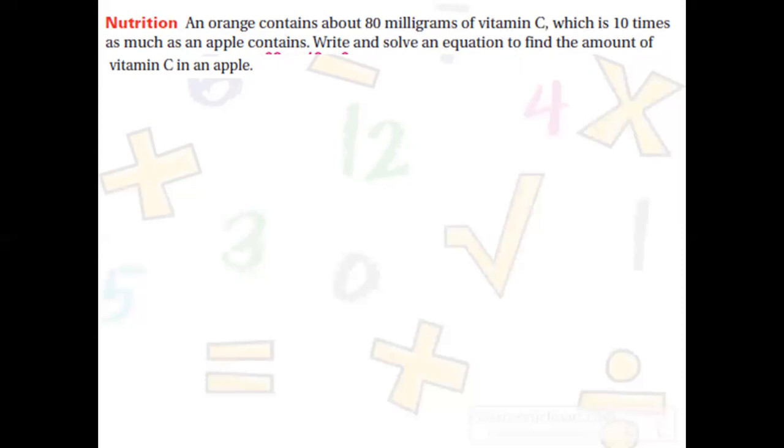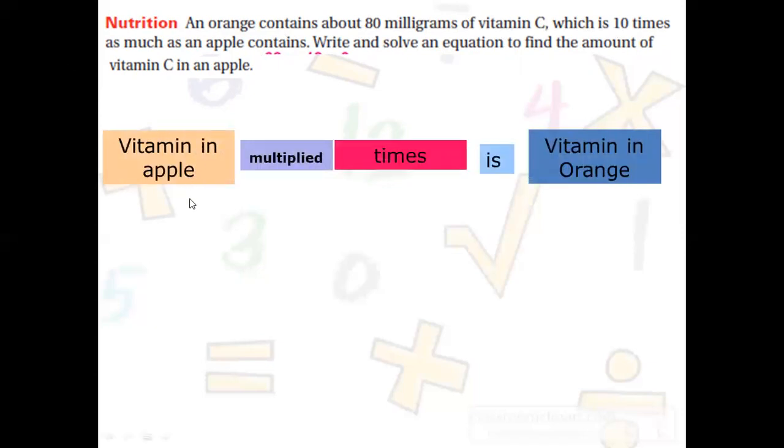So can we write the equation now? So vitamin in an apple, we don't know. So I kept it as V. You can use any letter you want. You can even use A, no problem. So multiplied, which means times, how many? 10. So V multiplied 10 is 80, right? So let's write the equation properly. 10 multiply V will give you 10V equals 80. So this is going to be your equation.